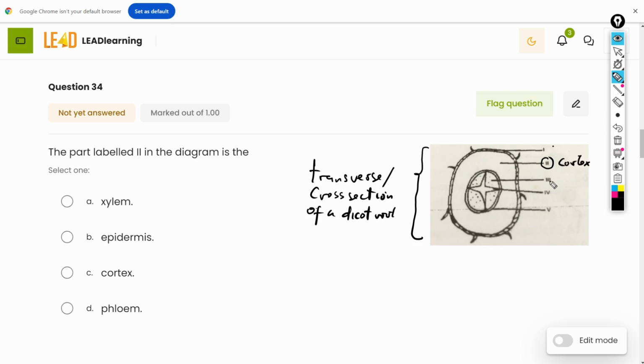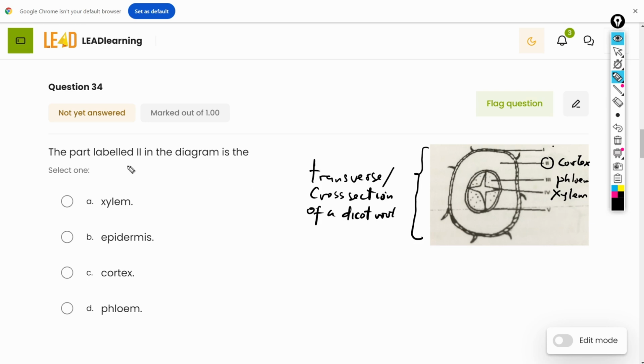And the portion labeled 3 is the phloem, which is responsible for the transport of manufactured food. And then the star-shaped region inside is the xylem, which is responsible for the transport of water and mineral salts. Now, of course, this last structure here is the endodermis.